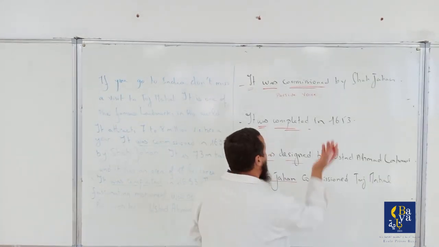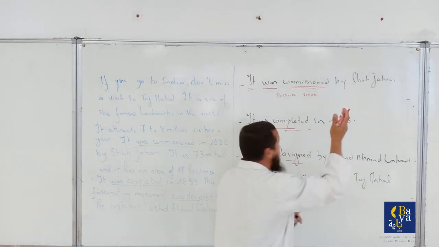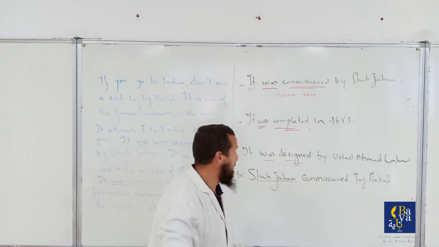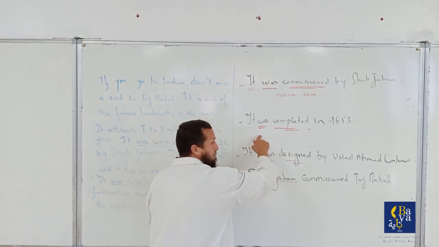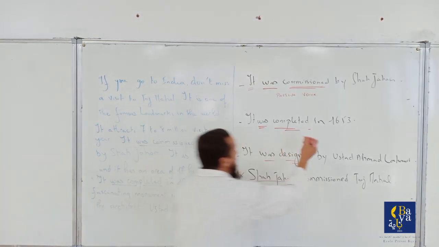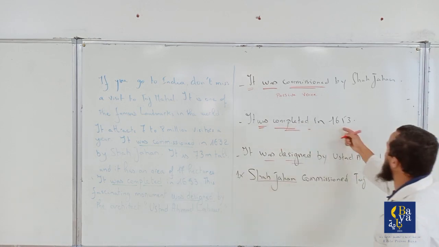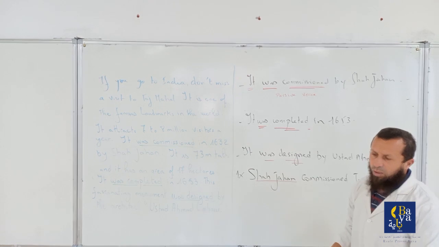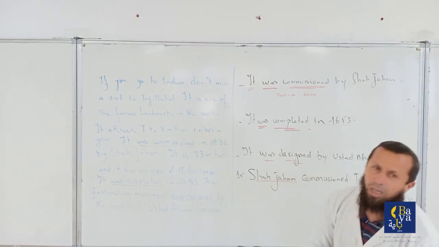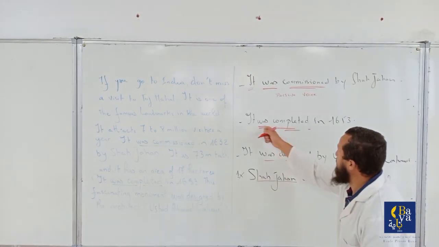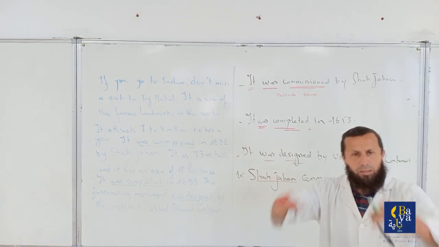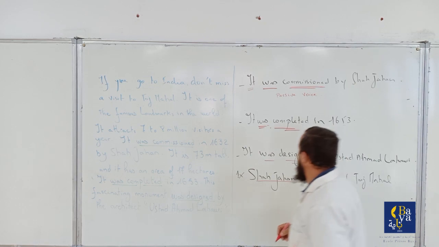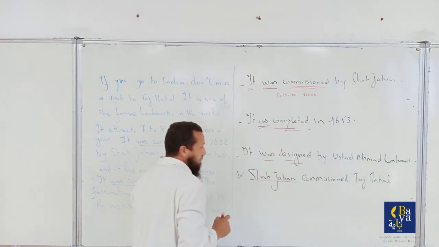What was commissioned by Shah Jahan? Taj Mahal. Got it? Here we don't have who did it. It was completed in 1653. We don't need to know who completed it, how it... We are talking about it. It was completed. That's it. This is the information. So that's why we use the passive voice.